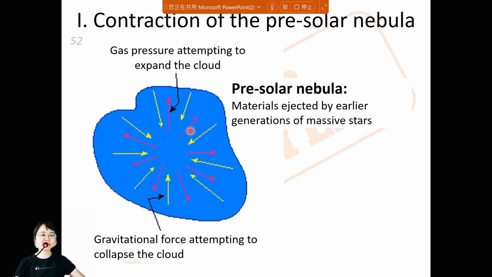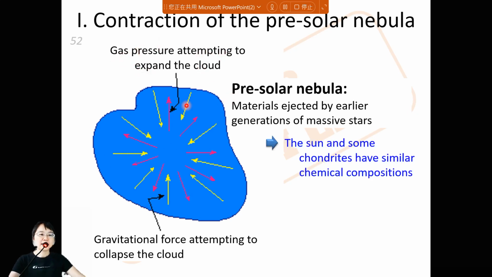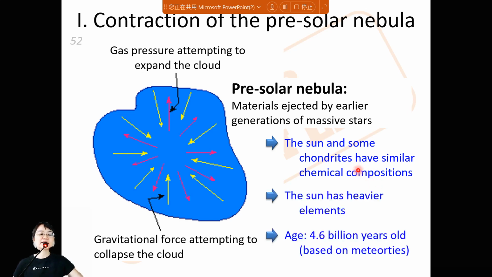There are different forces acting on this presolar nebula. The gravitational force attempts to collapse the cloud, while the gas pressure attempts to expand the cloud. Because we know that the presolar nebula is material ejected from earlier generations of stars, that explains why the sun and some chondrites have similar chemical composition and have heavier elements. They have an age of 4.6 billion years.